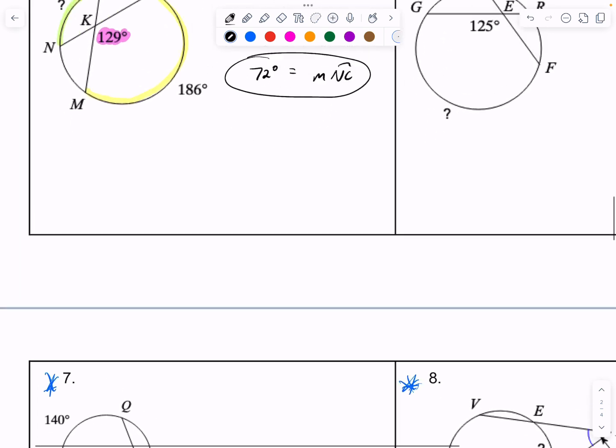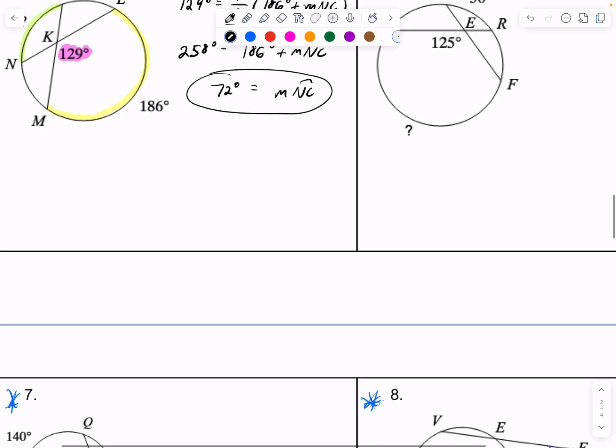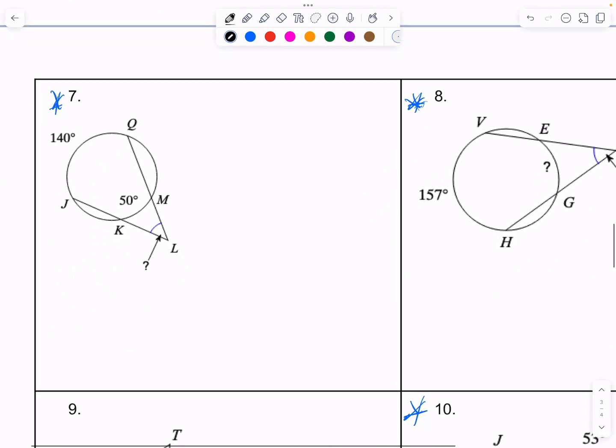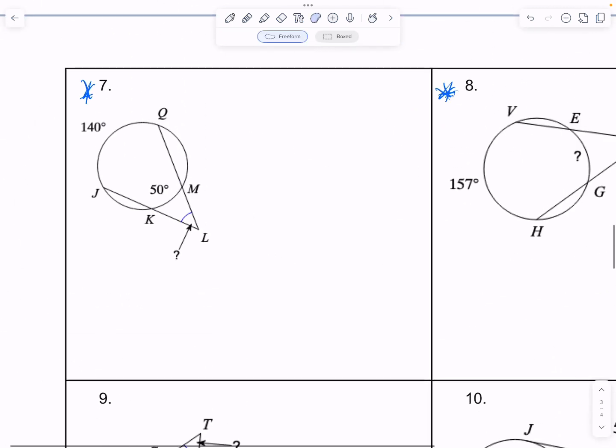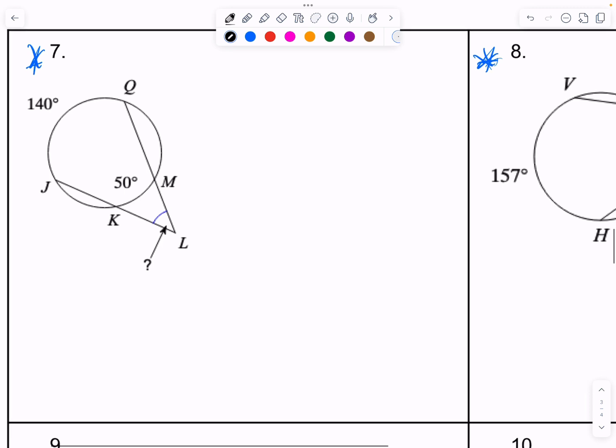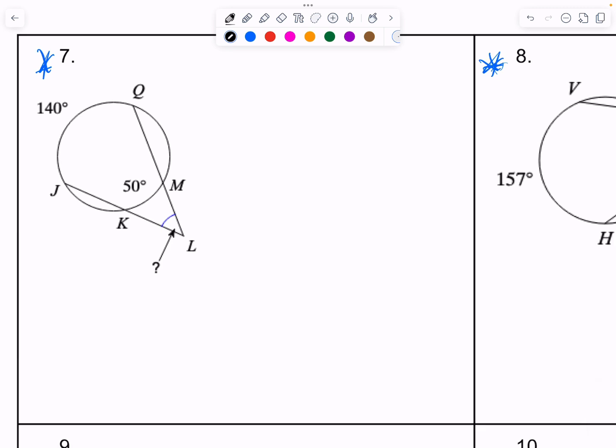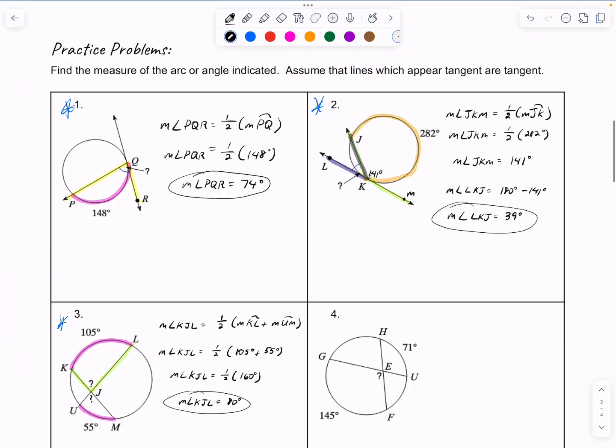Okay, so skip 6 because that's similar to number 5. Let's jump to 7, 8, and 10, so only 3 more to go. All right, so number 7. Number 7 is using a different one from that first page. I'll go back up here.